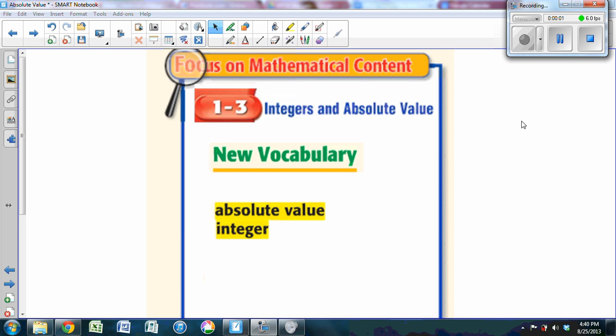Today we're going to look a little closer at integers and absolute values. We have two vocabulary words for you to add to your sheet, absolute value and integer. Go ahead and write that in your box, and as we go along we will define what each of these words mean.